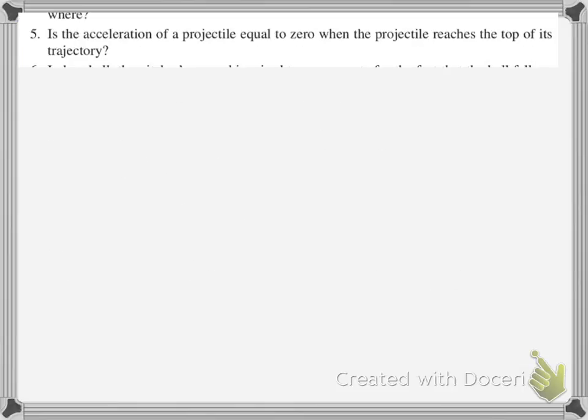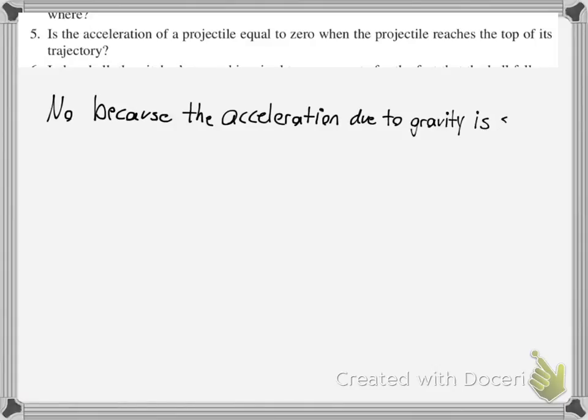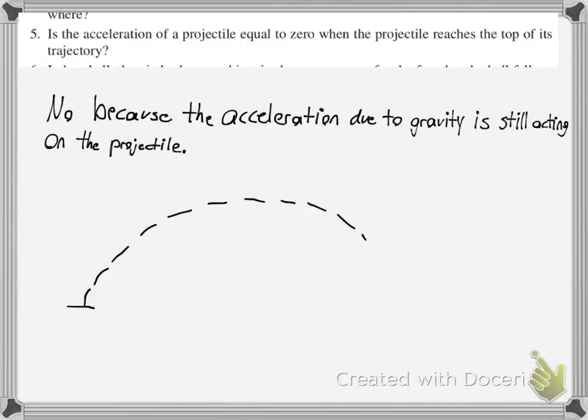Here this problem says, is the acceleration of a projectile equal to 0 when the projectile reaches the top of its trajectory? The answer is no, because there is still an acceleration in the y, or acceleration due to gravity, which is always acting on the projectile throughout the projectile's path. As you can see here, even at the highest point, the acceleration is still there, even if there's no acceleration in the x.